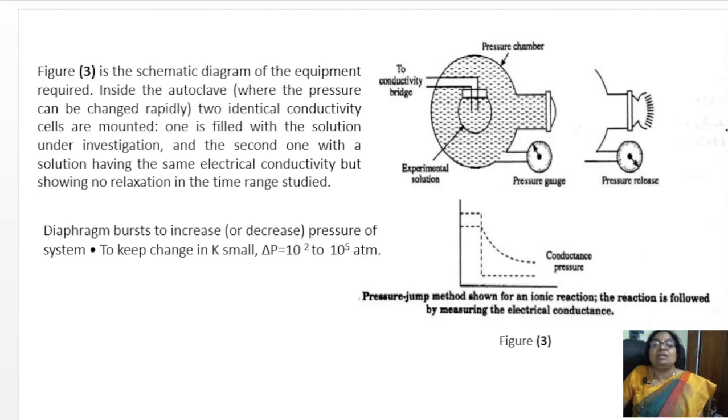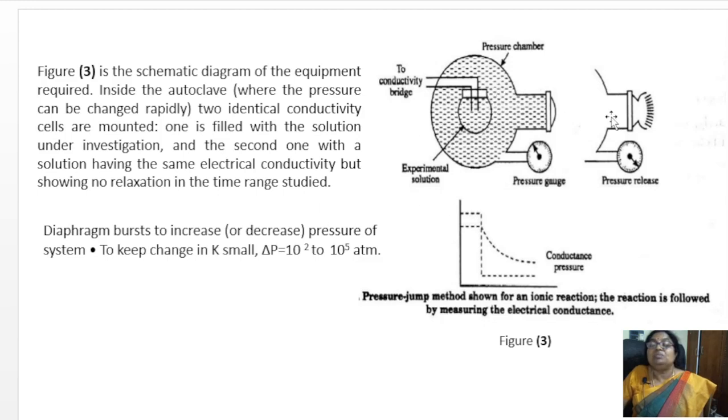This is the autoclave. Inside the autoclave, two identical conductivity cells are mounted. One is filled with the solution under investigation. The second has a solution of the same electrical conductivity but showing no relaxation in the time range studied. The diaphragm is burst, which increases the pressure of the system. To keep K small, delta P, the change in pressure, is 10 to the power of 2 to 10 to the power of 5 atmospheres.